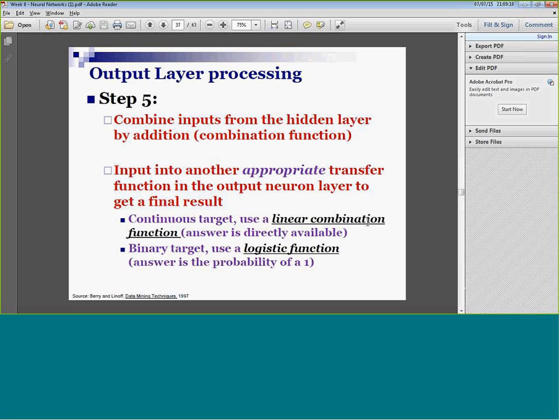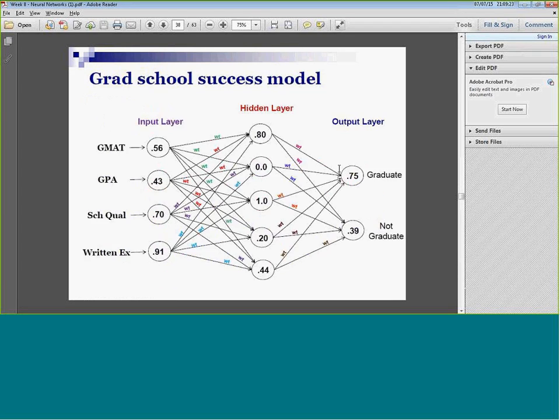If it's a continuous target, the answer is directly available. It's just a linear combination. If it's a binary target, we have to use, again, one of these logistic functions to convert it to a probability between 0 and 1. And then we get a number. So here it is. We come out with 2 numbers. And of course, they don't have to add to 1.